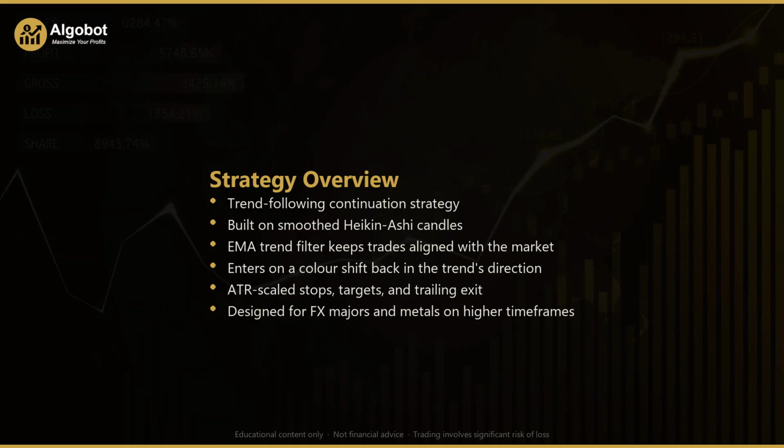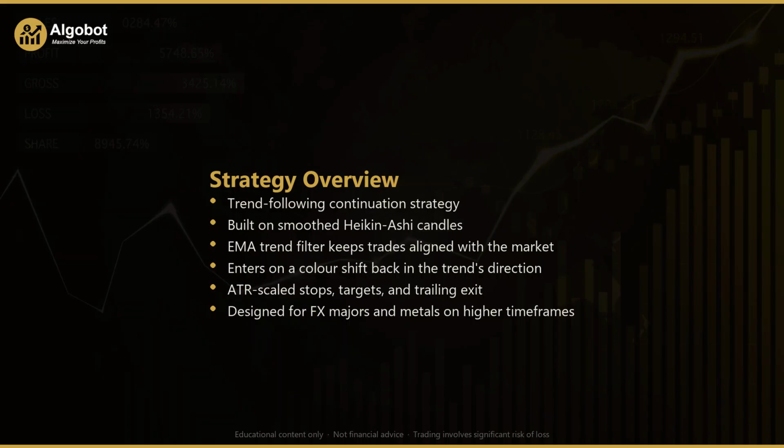So what exactly does Heikin Ashi Trend Shift do? At its heart, this is a trend-following continuation strategy. Rather than trying to guess tops and bottoms, it aims to join a move that is already underway, and to do so at a moment when the trend appears to be resuming after a brief pause. The strategy is built for liquid markets such as major foreign exchange pairs or metals. Think of instruments like euro to US dollar or gold, and it was designed with the 1-hour chart in mind. That said, every calculation is scaled to the market's own volatility, so the same logic can be applied across other symbols and time frames. Two ideas drive the whole system.